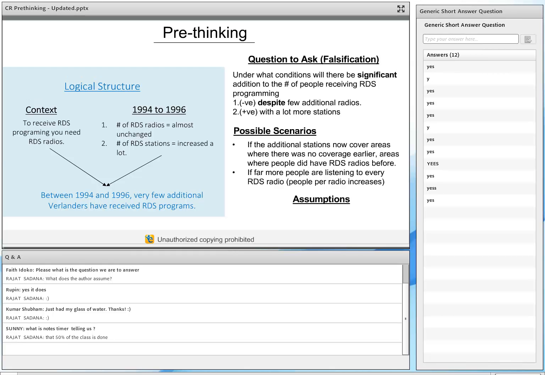So what are your assumptions? The assumption is that the new stations did not increase coverage for the right kind of people, or the people per radio remained about the same. Either one of them is a valid assumption, and only one will be in your answer choices.